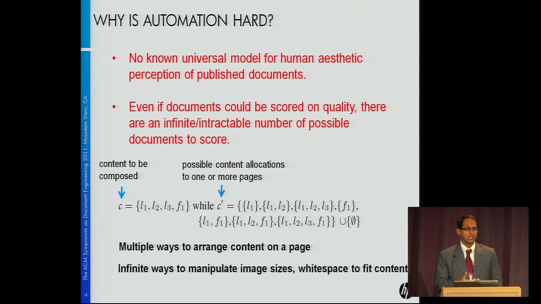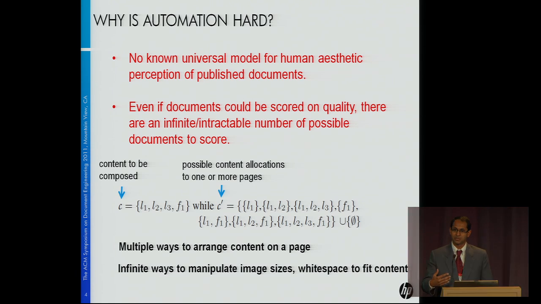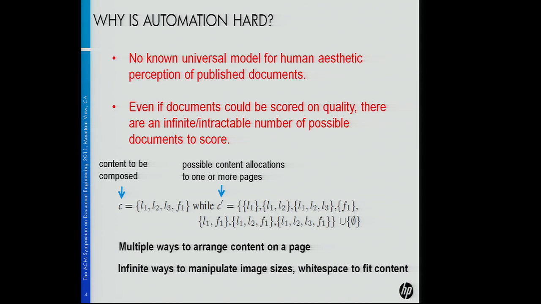Just given the content structure, and each person gets his own content structure, you just get some text and figures, and to lay it out, you need to have an understanding of what looks good in the end, right? What's aesthetic? So there's no universal model for human aesthetics. I know there's a lot of work done, and a lot of this conference on these macro models of aesthetics, which try to model harmony and balance of a document and so forth. But it's still a hard problem. And even if documents could be scored on quality, there's an infinite or intractable number of possible documents to score.